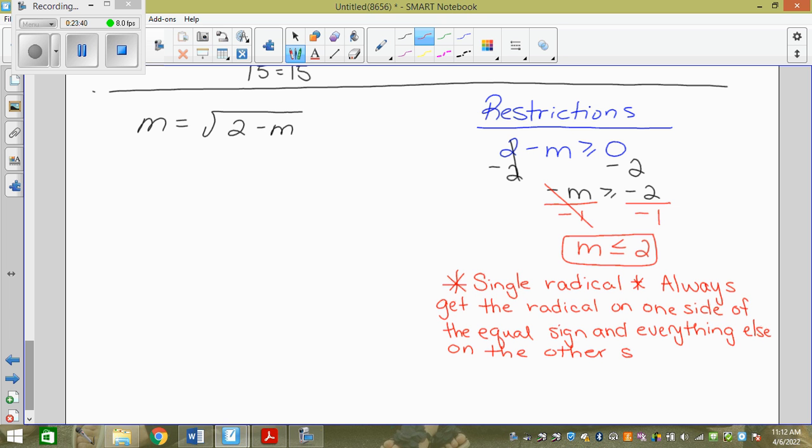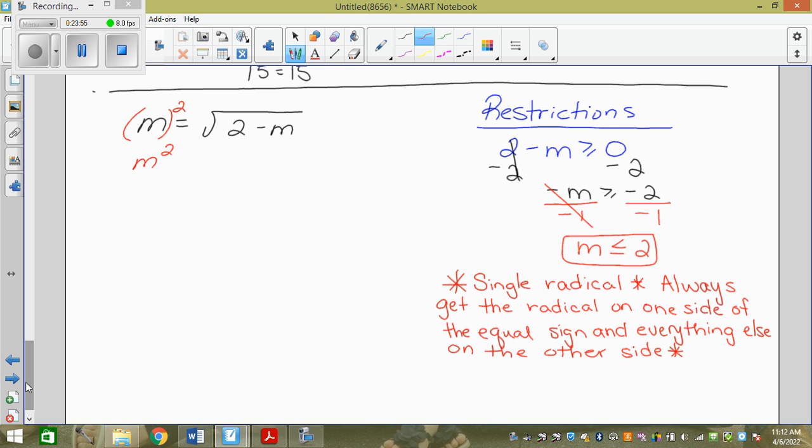So that's your first step always. We were already there. And now once I have the radical by itself, I can get rid of it by squaring it, right? This is going to be my problem though. I'm going to square this, and what am I going to get?